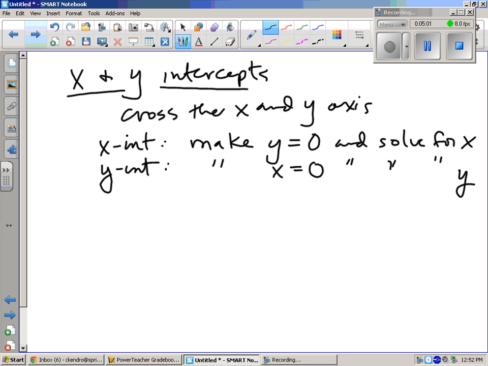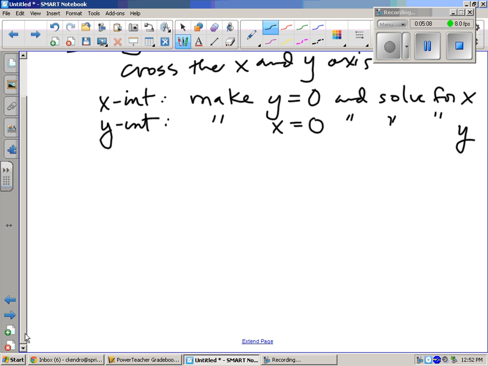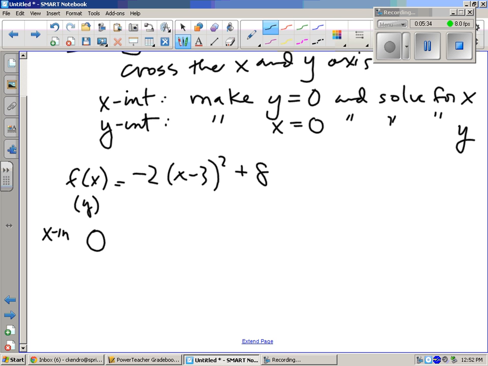All right, let's try some of these problems and see what we come up with here. Let's try an x and a y-intercept. Let's say I have f of x, which is another name for y, is equal to negative 2(x minus 3) squared plus 8. Now this is in standard form, so the vertex is pretty simple. Well actually we're just going to find the x-intercept, so I don't need to worry about the vertex right now. So I'm going to put in 0 for y. Let's try to find the x-intercept.